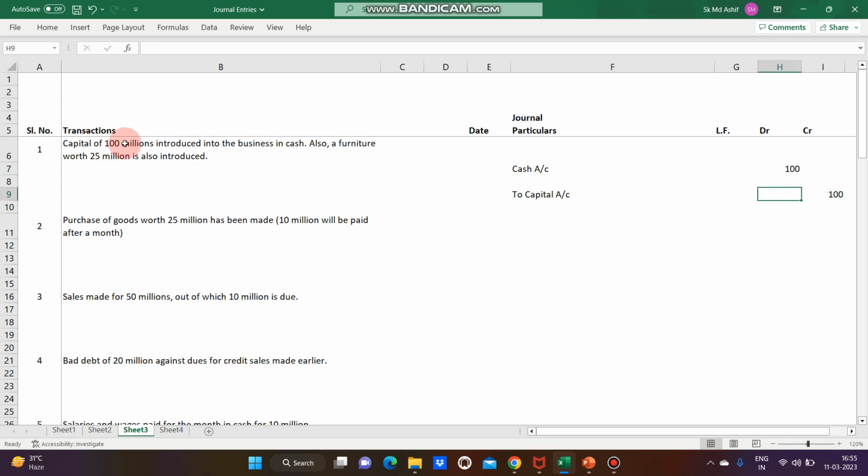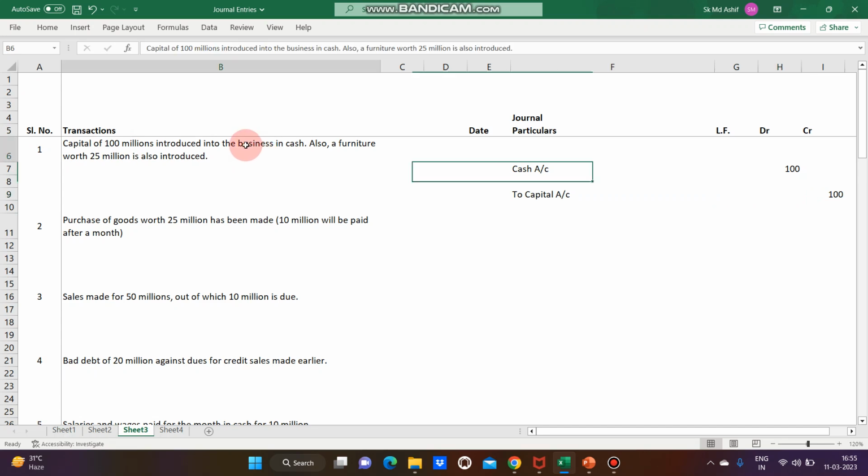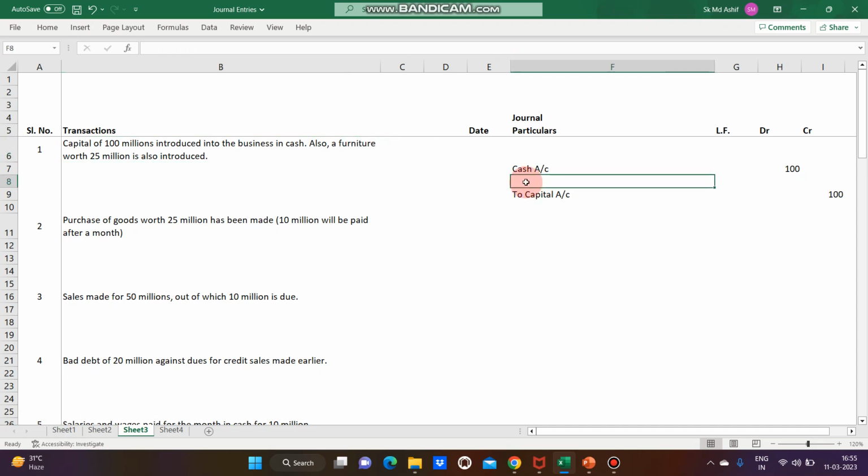But it seems this transaction has something more involved in it. Also, a furniture worth 25 million is introduced. So, along with the cash capital, there is a furniture also introduced by the owner into the business. So that furniture being an asset, and since it is being introduced into the business, there is an increase in furniture. So furniture again debited just the way cash was debited for 25, and capital will be increased.